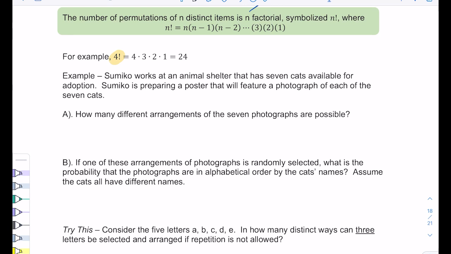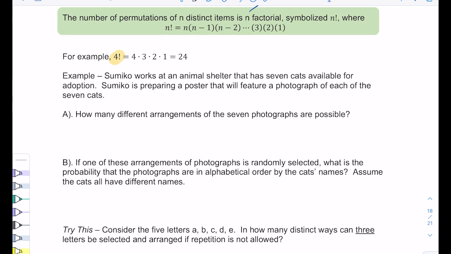Sumiko works at an animal shelter that has 7 cats available for adoption. Sumiko is preparing a poster that will feature a photograph of each of the 7 cats. The first question says, how many different arrangements of the 7 photographs are possible? So the first thing you want to ask yourself is, does the order matter here? Since we're looking at different arrangements of 7 photographs, no, the order doesn't matter. It doesn't specify they need to be in a specific order. So this is not a permutation. This is just what we did earlier.